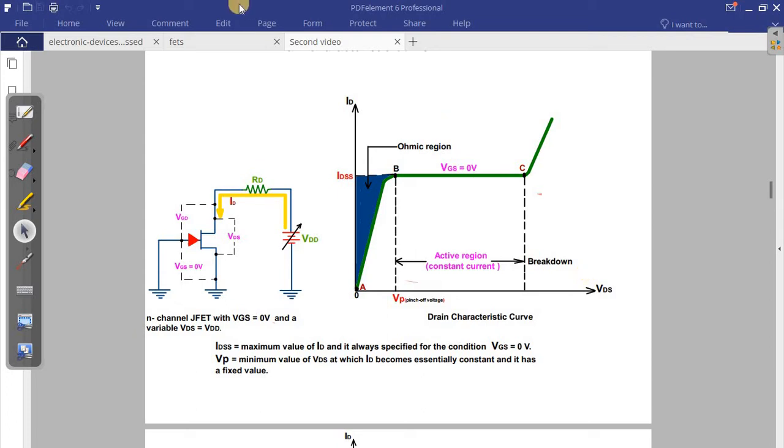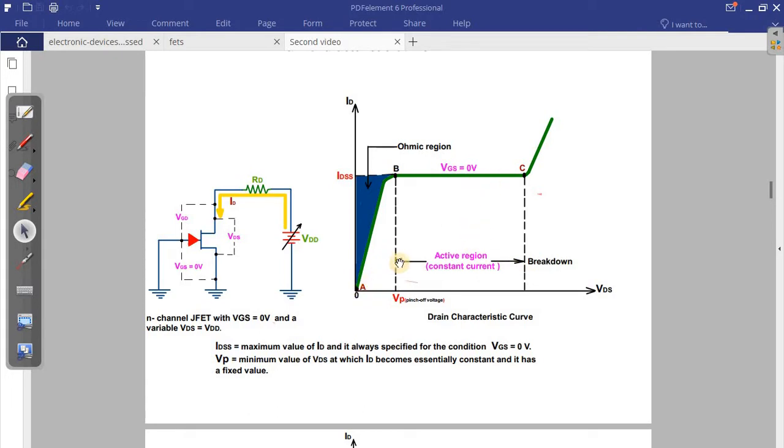In this graph we've got three regions: the ohmic region, the active region, which we sometimes call the pinch-off region, and on the other side the breakdown region. And we've got these other parameters: IDSS, which is the maximum value of ID, and down here the pinch-off voltage, which is VP. And then here we just wrote VGS.